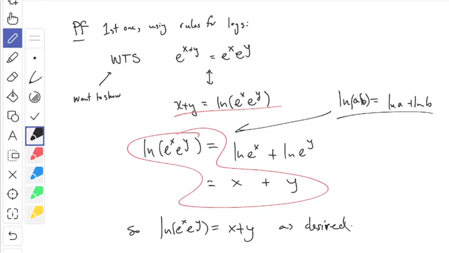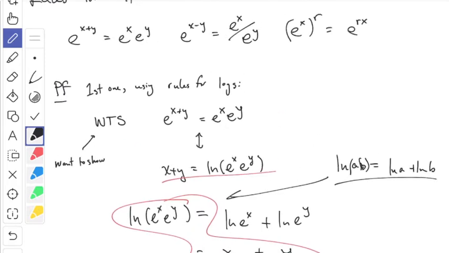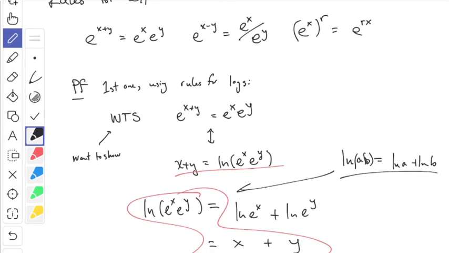The other ones, so this was only one of those rules that I wrote at the top there. The other ones you would prove in a similar way, and I don't think we need to go through them, but take a log on both sides, and then you use some property of logs, and it gives you the property that you want for exponents. Any questions about that? Great.